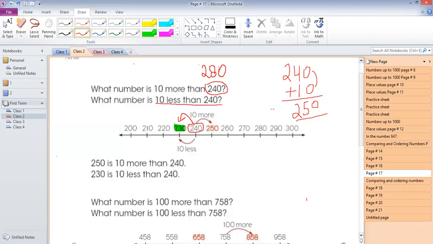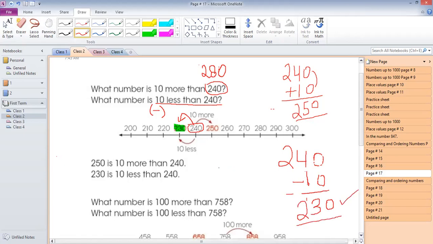Another method, guys, as I told you, less than means minus. So you can do subtraction as well. You can write 240 minus 10. 0 minus 0, 0. 4 minus 1, 3. And 2 minus 0, 2. It is 230. So this is the answer.